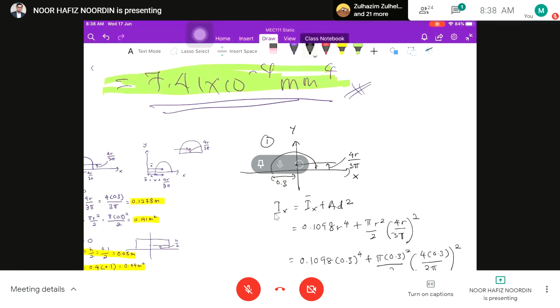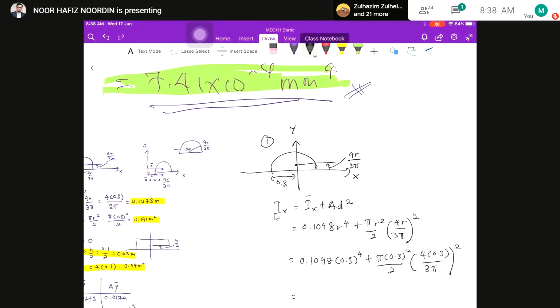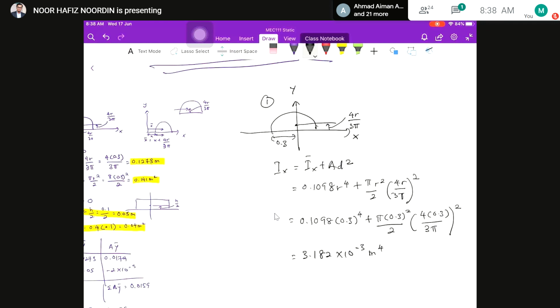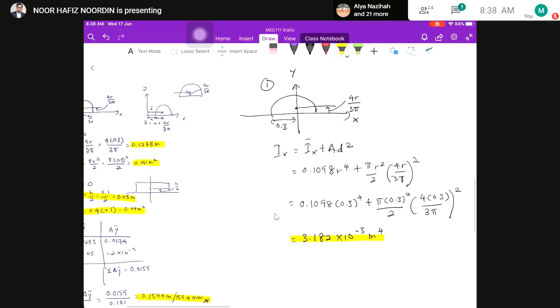Alright, so you get the value of Ix untuk semicircle is 3.182 times 10 power of negative 3 meter power of 4. Okay, ini the value of Ix for semicircle. Okay, and then for second component, we have rectangular. So we draw back the figure for rectangular.